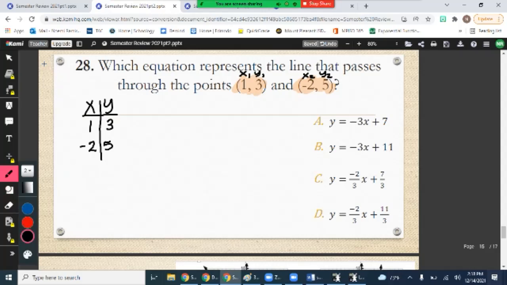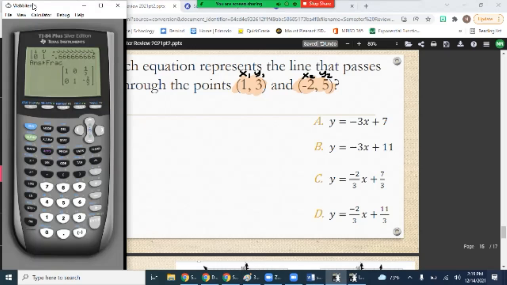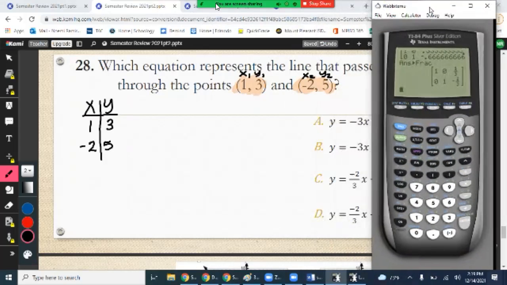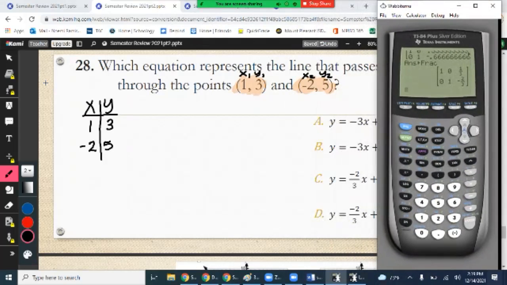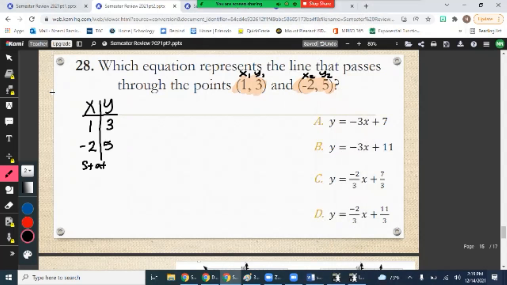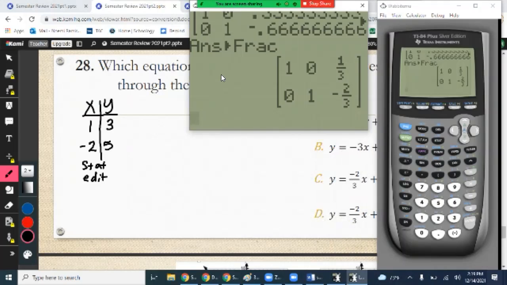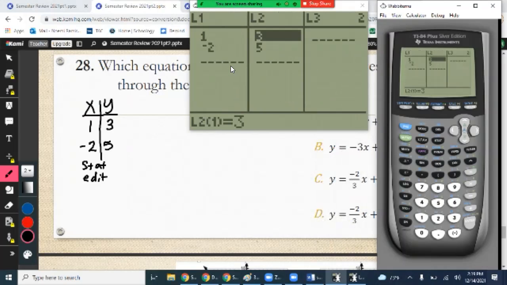What can I use to find the slope from this? We've seen it before. Using the calculator. Yeah, stat. Stat edit. Plug this into stat edit. As long as you line up your numbers correctly, you should be fine. So there's my 1, 3 separated as an ordered pair, X and Y, and then your -2, 5.